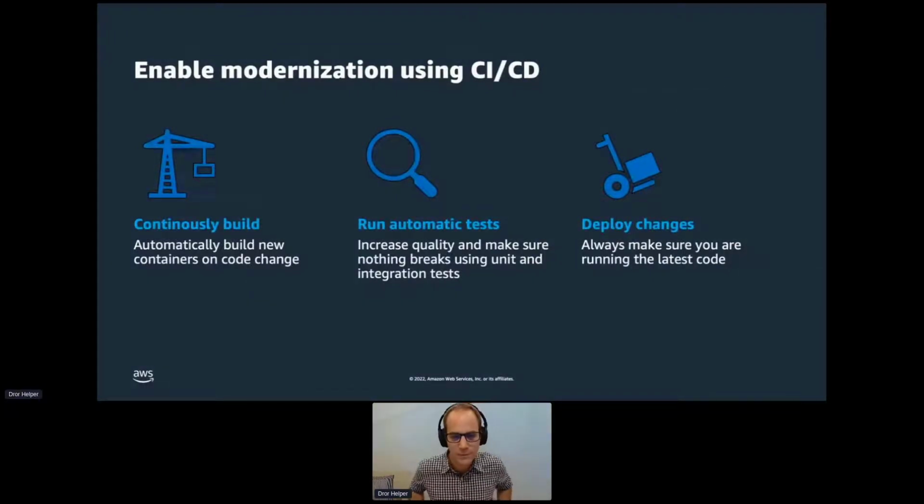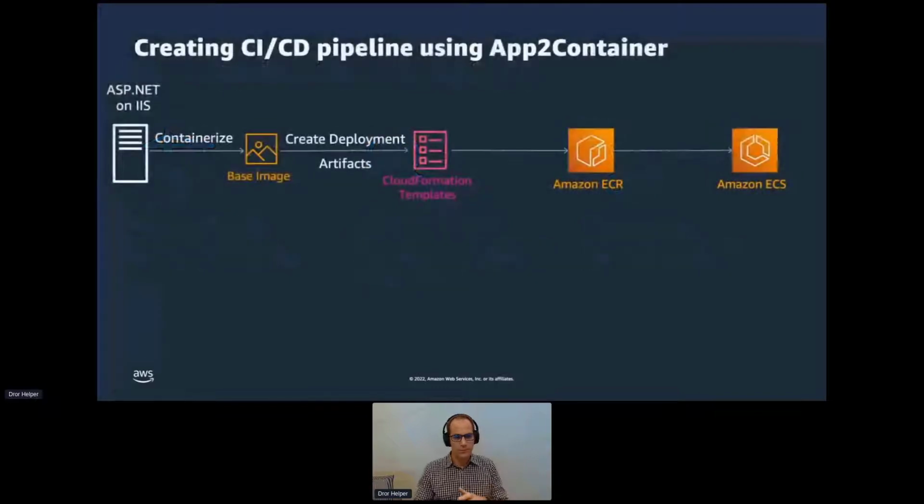And I want to have this pipeline running all the time. As new changes come in, they are being tested and then deployed. And the good news is that I can use App2Container to do that as well. Because we talked about the different stages. So we have Containerize, all of the stages that I talked about, which create the base image and then create the deployment artifact, move to the ECR, where the Docker images reside, and then deploy it to ECS.